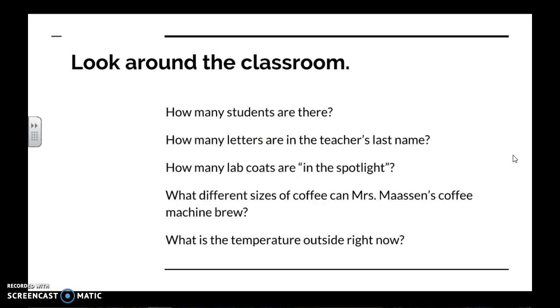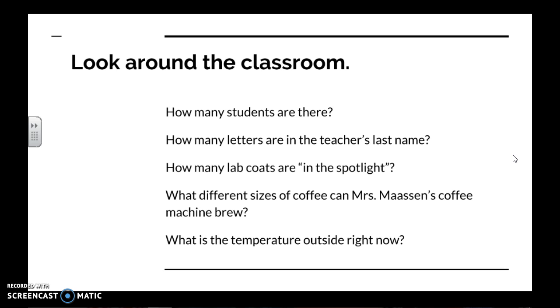So at this point, you're going to look around the classroom and you're going to answer these questions just in your head. But if at any point you need to pause to go actually do these activities or count and find these numbers, please do so and then push play when you're ready to move on. So the first one I want you to figure out is how many students are there here in this classroom? So again, if you need to pause at this point, please do so.